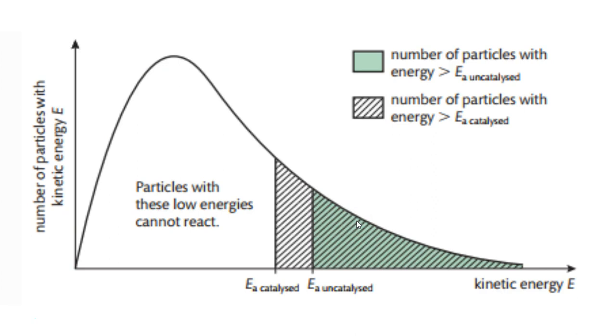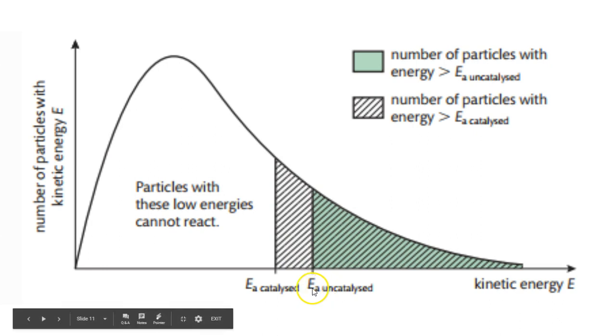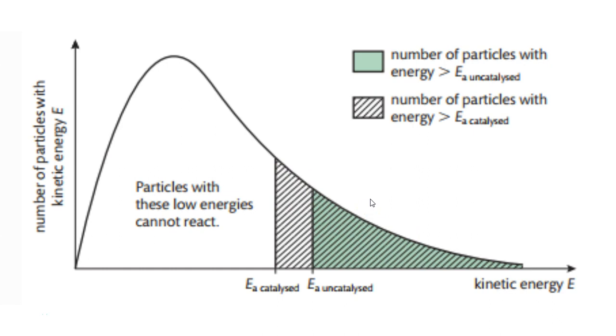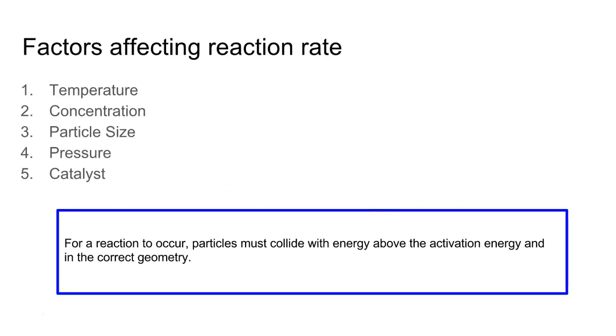Here, let's take a look at a Maxwell-Boltzmann distribution curve with a catalyst. We'll notice that the catalyst will actually move the activation energy to the left here so that we have a greater area, a greater distribution of particles that have enough energy for a reaction to occur.